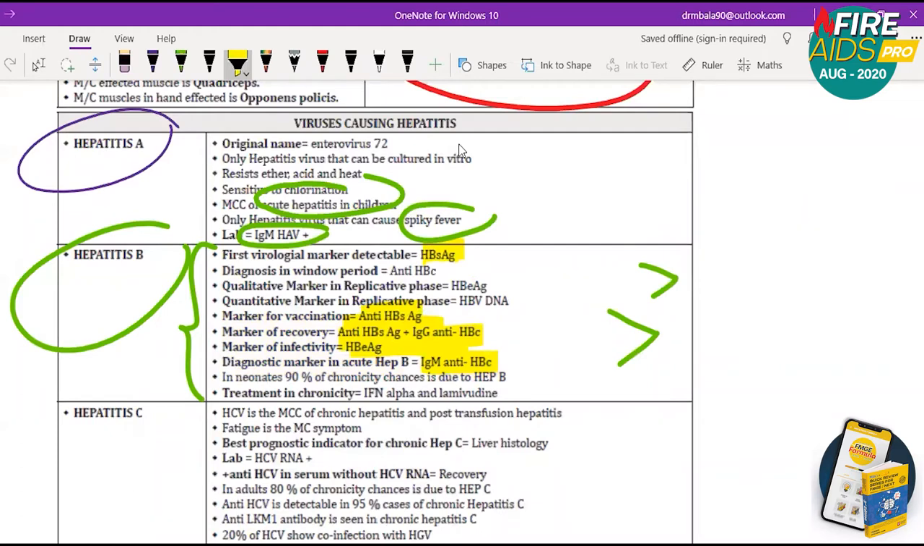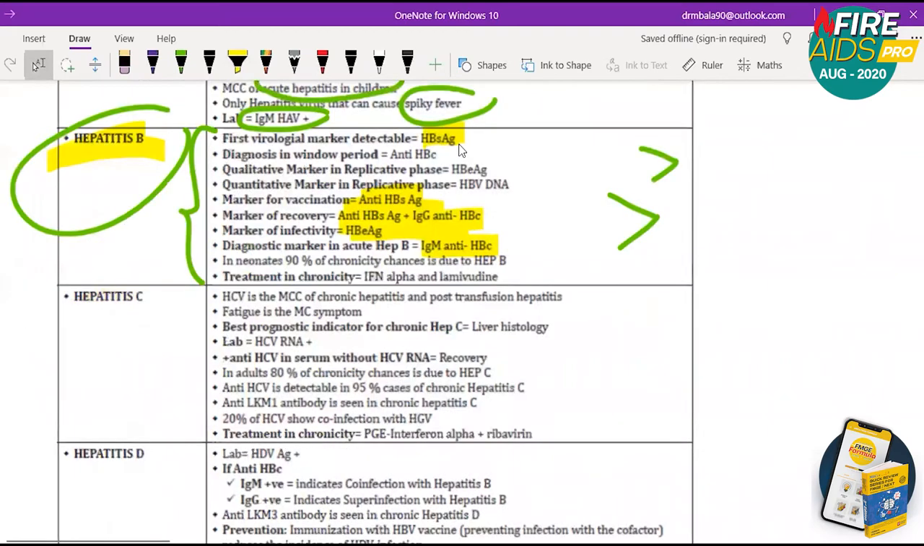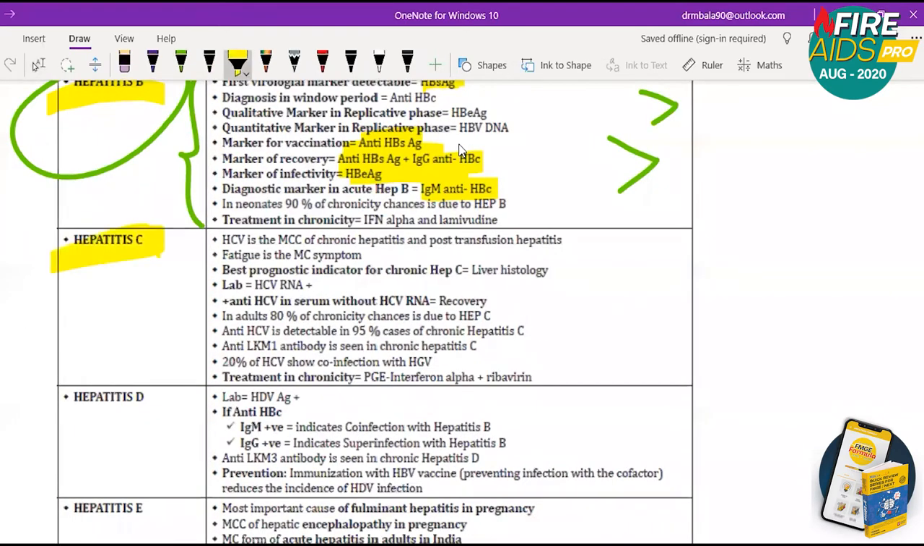So this is about hepatitis B. Then we jump to the next topic, hepatitis C. You should know that hepatitis C is a chronic problem. C for chronicity, C for cancer. There is also something called co-infection with hepatitis G virus, but I don't think this question is going to appear in your examination. 80% of chronicity cases are caused by hepatitis C.